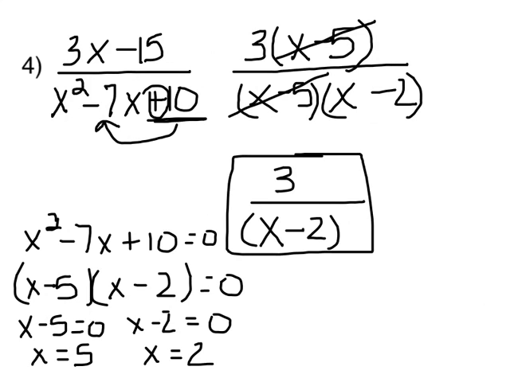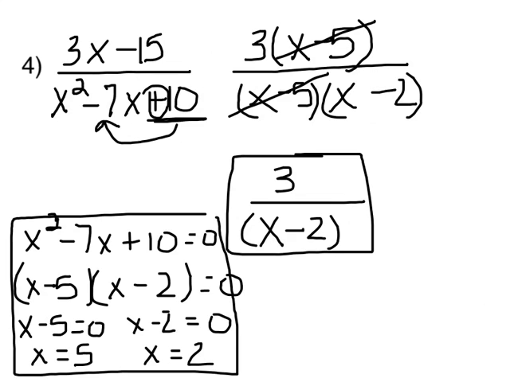Therefore, in this quadratic equation, if x equals 5 or if x equals 2, we would get 0 in our denominator, so our excluded values are that x cannot equal 5 and x cannot equal 2.